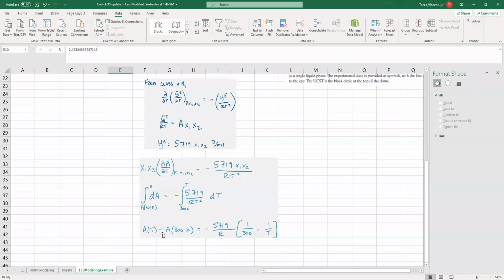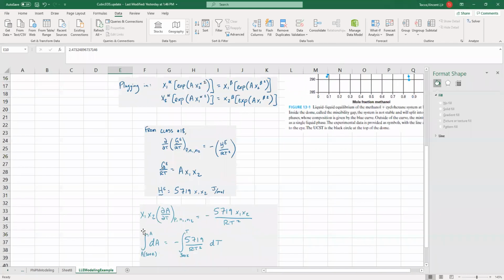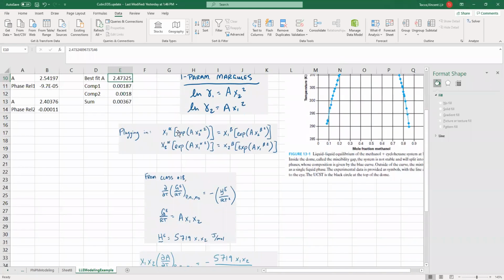So now in order to plot the curve, I'm going to choose several values of temperature. When I set the temperature, I can calculate what the value of A is. And then once I calculate A, I've got two equations for two unknowns, which are going to be X1 alpha and X1 beta. X2 alpha is not an unknown because I have a constraint that relates it: 1 minus X1 alpha is X2 alpha.